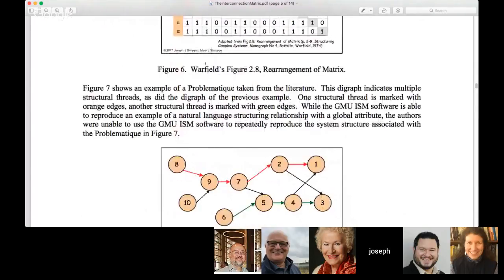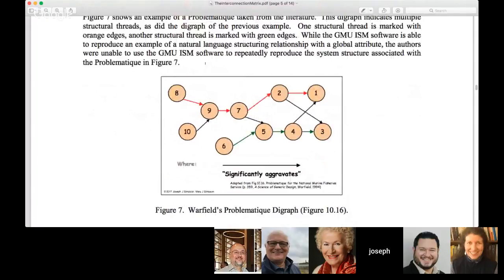And so what we've done now is from the literature, we've gone and looked at Warfield's problem 2 digraph, figure 10.16. This is significantly aggravated. And we adapted this from, again, the Science of Generic Design, one of the examples there. And again, we show multiple threads. It's this orange thread, 8, 9, 9 to 7, 7 to 2, 2 to 1, 6 to 5, 5 to 4, and 4 to 3. And then, of course, there's this interesting crossover here at the 2 top nodes.